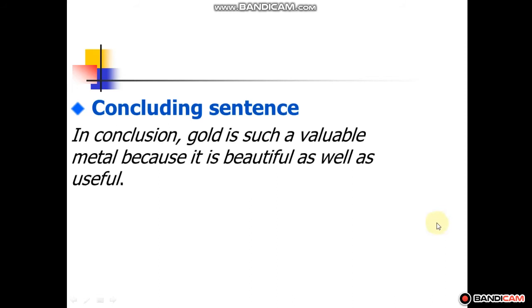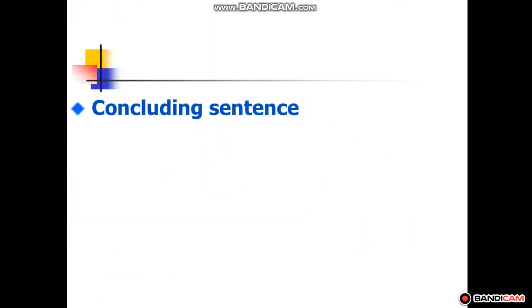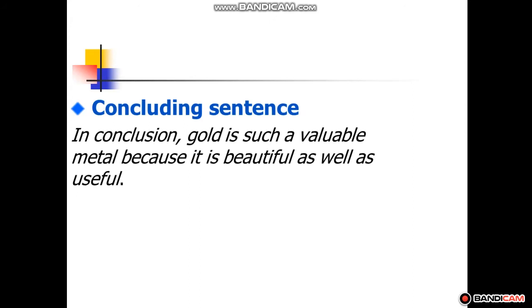Now coming to the concluding sentence based on whatever you saw before. This is what we come to conclude. In conclusion, gold is such a valuable metal because it's beautiful as well as useful. Because you can see in the previous sentences, as you can see here, we are discussing two things. One is the beauty of gold, and second, its usefulness, isn't it? Right? Okay, so this is our concluding sentence. All right.